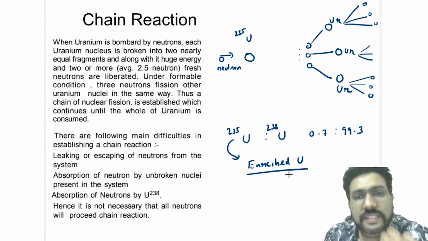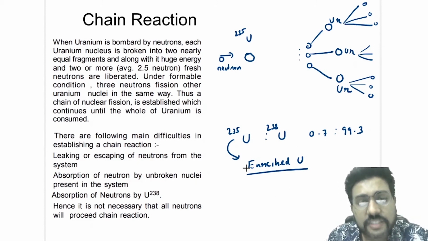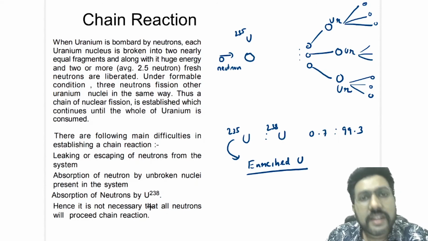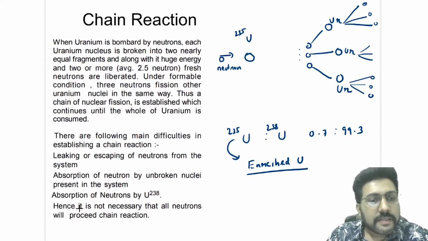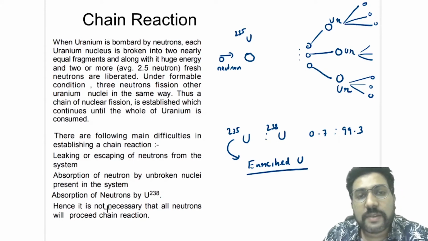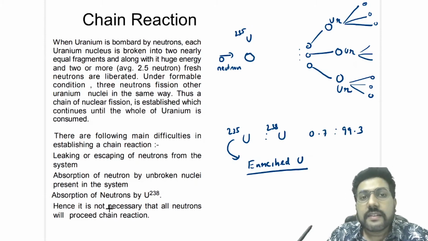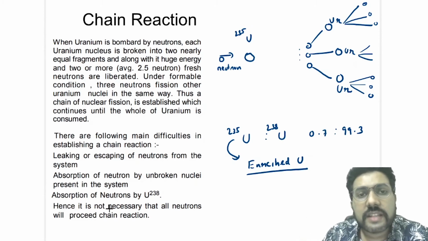Once we have this enriched uranium, we mostly use it for the fission process, but it will still have uranium-238, right? So absorption of neutrons by uranium-238 is a hurdle. Hence, it is not necessary that all neutrons will proceed for the chain reaction, because of these hurdles. Some might leak, absorption of neutrons by unbroken nuclei may not take place, and also there is absorption of neutrons by uranium-238, which is not useful for us. Hence, it is difficult to continue the chain reaction.